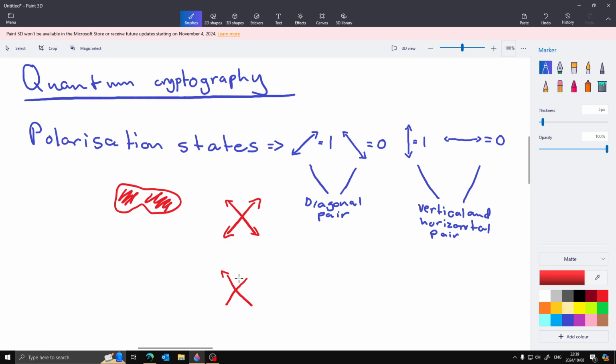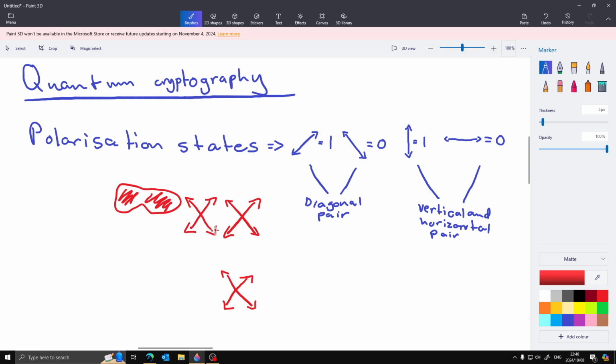Because as light comes through, you can almost think of it like this. If light comes through this way, it'll continue going through. But if light comes through this way, let's say, it's going to get blocked.